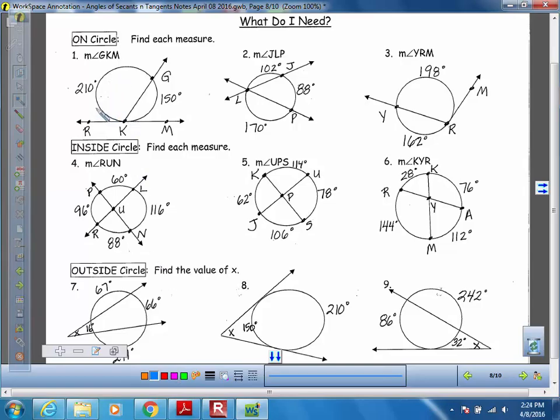For number 1, they want me to find the measure of GKM. So GKM is this angle measure right here. What arc is across from this angle measure? 150. Okay, this angle is pointing at 150. Is it pointing at 210? No, it's not even facing 110. So we will not be using 110. Now if it's on the circle like it tells us, we're going to half our arc measure to equal the angle. So if I half 150, my angle measure is going to be 75.